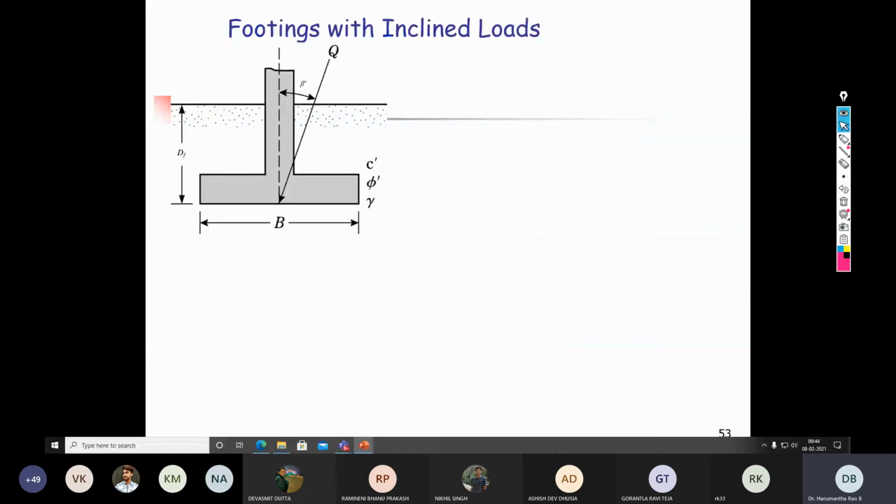So the next one is footing with inclined load. Again, I repeat, how to distinguish footing with inclined load and footing with the eccentricity condition. If the footing is in eccentric condition, the location of the column is somewhere here. While in case of the inclined load, the column itself is inclined or the load application itself is inclined.